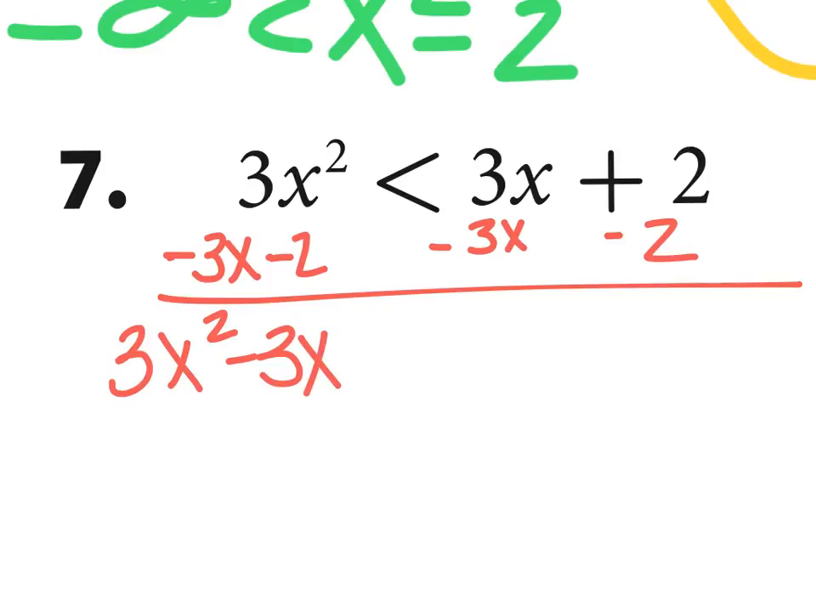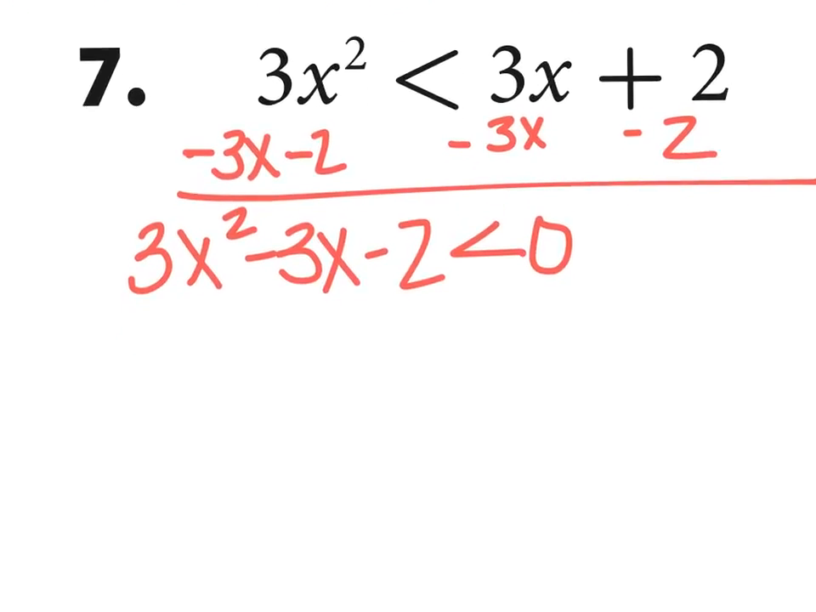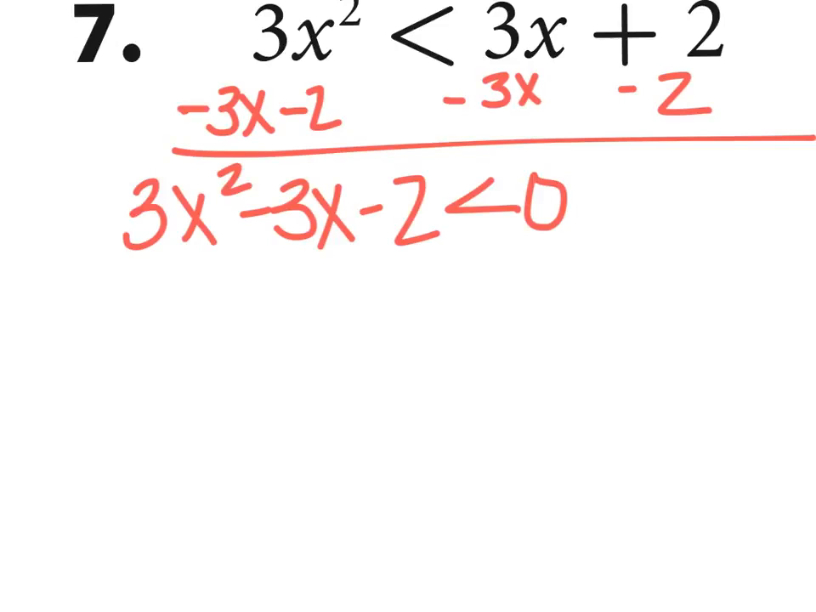If you divide by a negative number, I don't think that you're going to have to do that in any problem, but I wouldn't want to say, no, you never flip the inequality sign, and then there's some problem where you have to divide by a negative number and you do. Okay? But I don't think there is. So I have 3x squared minus 3x minus 2 is less than 0.